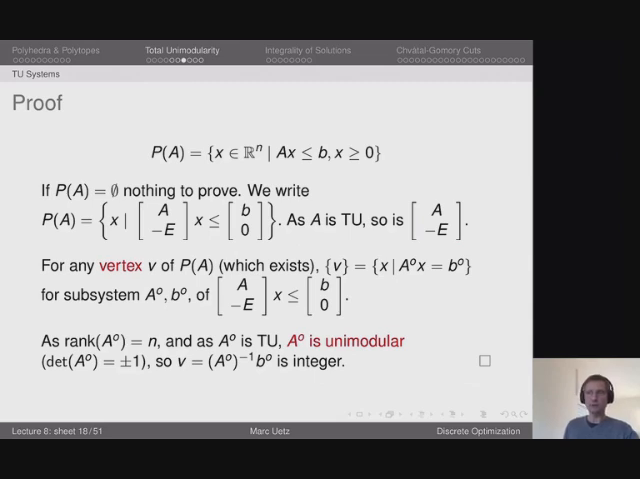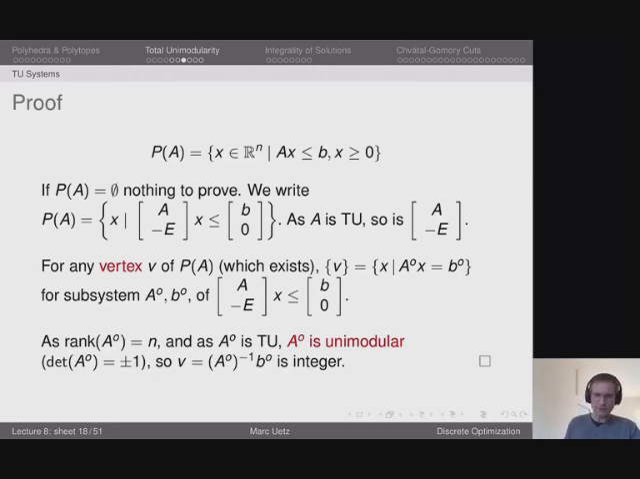And remember that we can delete rows and columns from a totally unimodular matrix. So this is not only totally unimodular, but it's also unimodular. Why is that? Because its determinant is non-zero, because it's a full rank system. Okay, so this A0 is a unimodular square matrix, so it has determinant plus or minus 1.